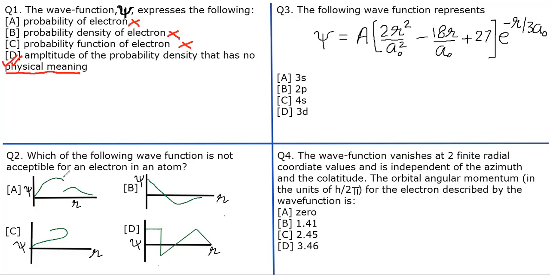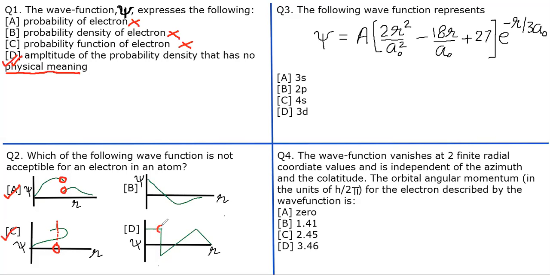So you can see this is a broken function. It is not connected to this point. So this is not acceptable. So A is the answer. This is well defined. It can be clearly seen. It is very nice. So C option, you can see there are 2 values of psi for this radius coordinate. So it is also not acceptable.